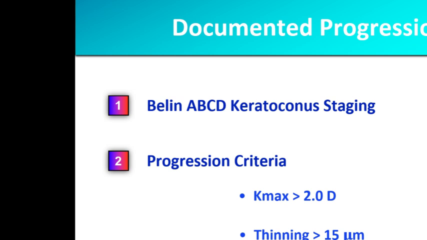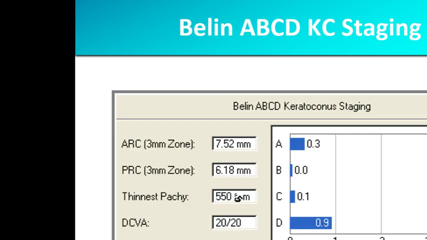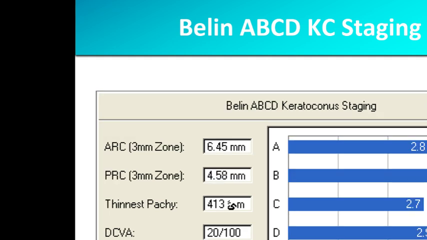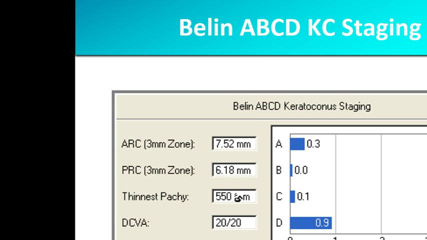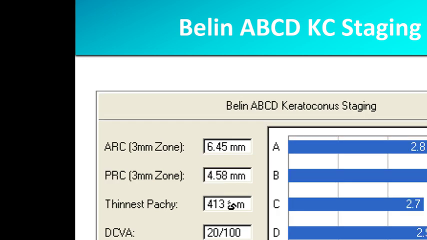But what is this? This one, as you see, gives a staging 0, 1, 2, 3, 4, based on 1, 2, 3, 4 parameters. The first one from the anterior surface, the second one from the posterior surface, the third one thickness, and the fourth one is vision. Distance corrected visual acuity. You input the vision of the patient, then it displays which one. As you see, this is keratoconus. For example, if you have a patient like this, and then like this, sure, it is progression.